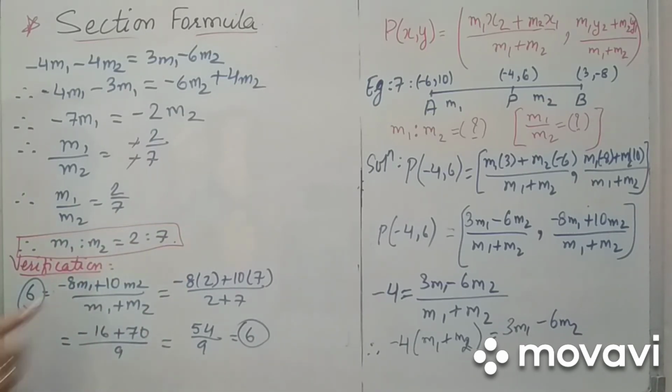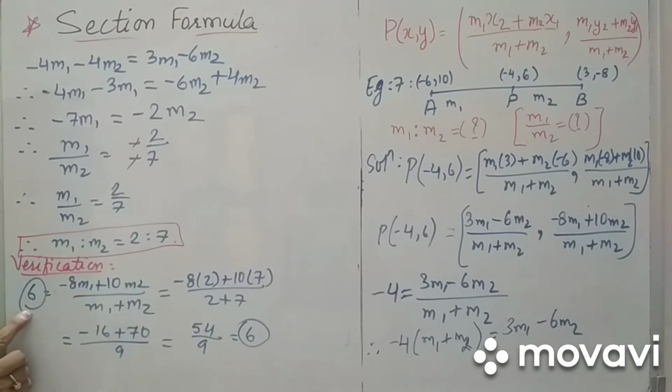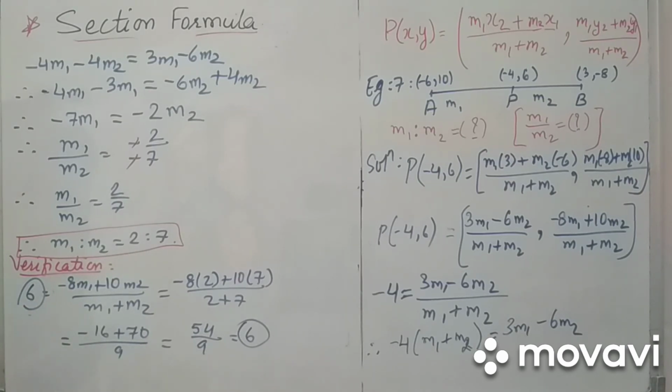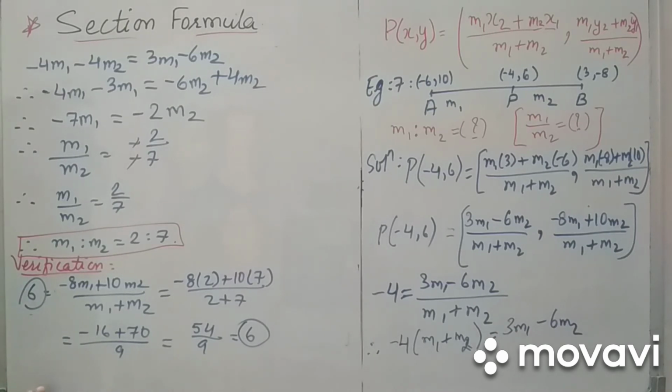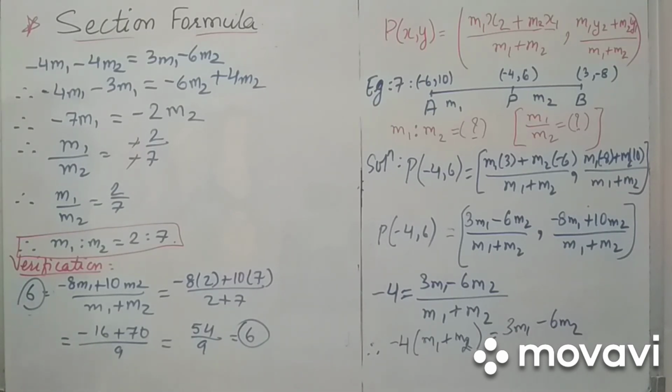Because on putting the value of these ratios in my given question, the coordinate of y, which is already given, that I am getting. So it is correct. Okay. So once again telling you, no need to do this sort of verification in the exam. Just now, for the first time we have done it, so I explained to you that this sort of verification is also there.